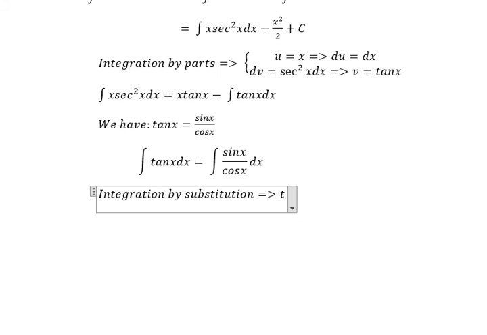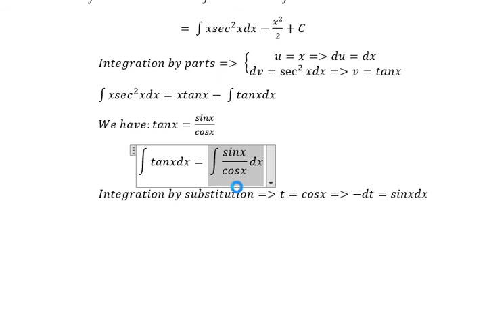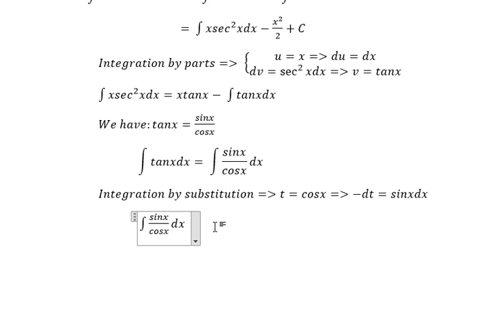We put t equals cosine s, so we got dt equals negative sin s ds. Because we don't have the negative, so we put the negative next to dt. So we change this integral. We have sin s ds, we change to negative, and we put the integral dt.